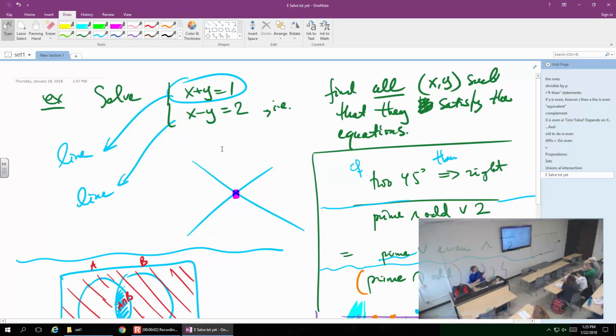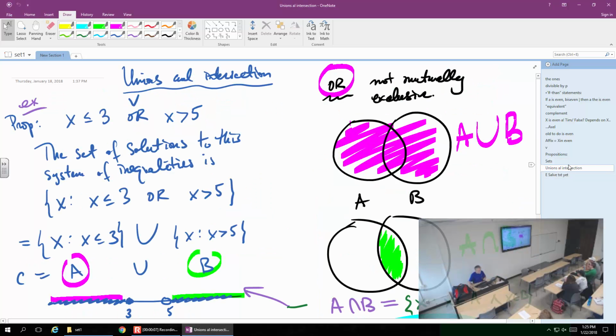Let's take a look at what we did last time. Okay, so we're talking about unions and intersections as part of set theory. Certainly we're coming up with these new ideas, new concepts, and I illustrate them in the simplest possible way.